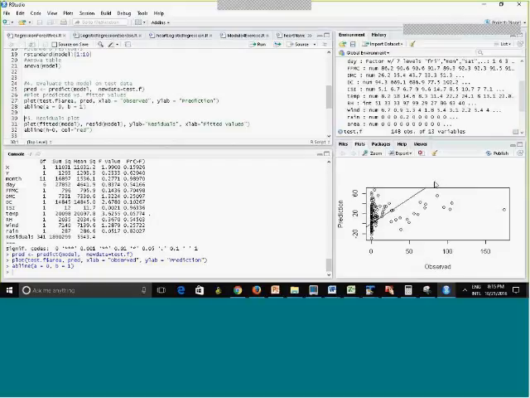Because for all points on the line, the predicted value is equal to the actual value, right? That's basically what it is. The predicted value is equal to the actual values.